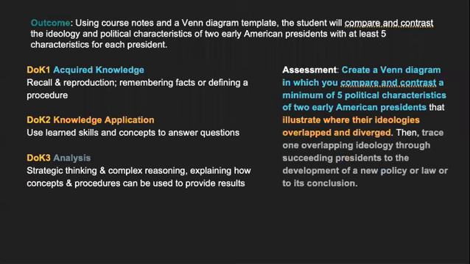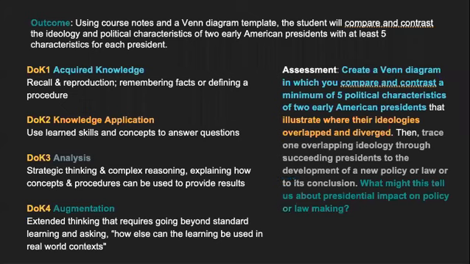Adding a 3rd layer of complexity allows us to incorporate analysis and ask students to make connections and use complex reasoning skills. So after the first two parts of this assessment, we're going to include then: trace one overlapping ideology through succeeding presidents to the development of a new policy or law or to its conclusion. So now we're asking students for strategic thinking and complex reasoning, okay? We're asking them to take this basic knowledge, apply it by answering a question, and now let's go a little bit further.